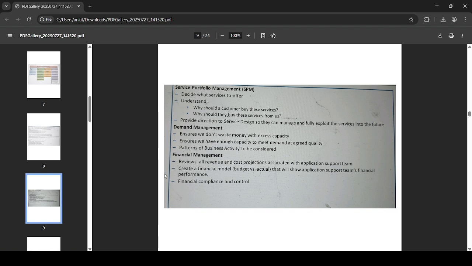Next, it's also a very big thing that we have to manage our finances. Financial management reviews all revenue and cost projections associated with the application support team. Create a financial model, budget versus actual. Right? What is the budget and what we are planning, what our actual budget is. That will show the application support team's financial performance. Next is financial compliance and control. We have to have very good control of our finances.